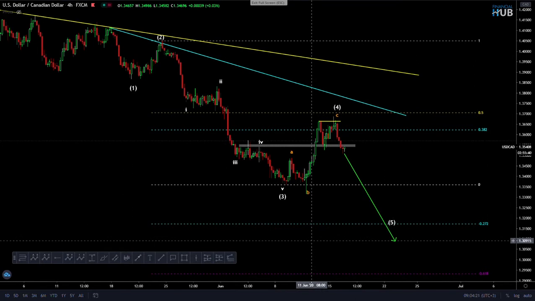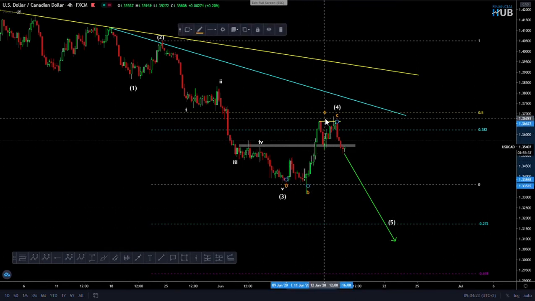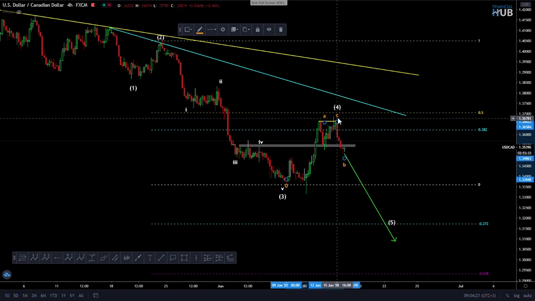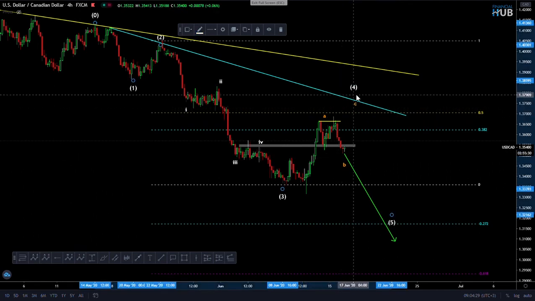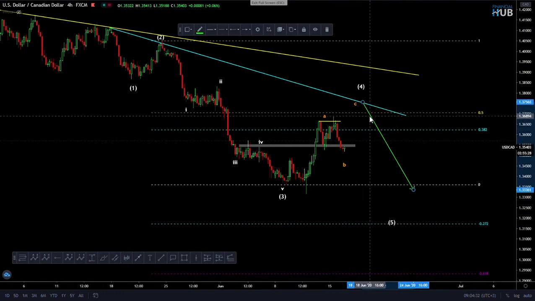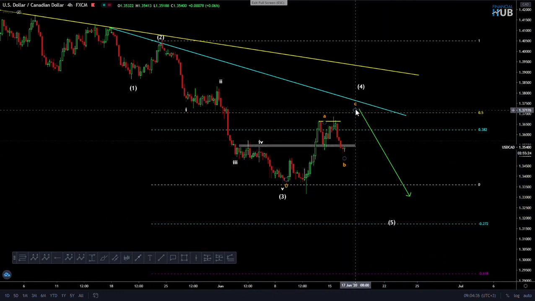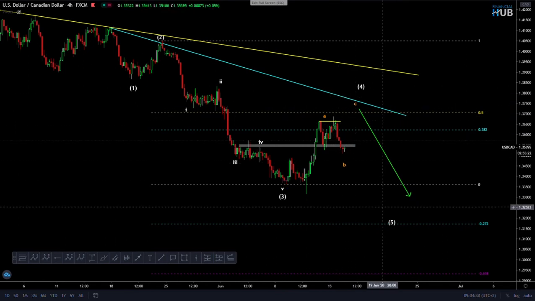So as well, this can also be another A. Maybe we're looking for a B around here, then we can get a C around there. So that's why I'm really cautious on this one. That's what I'm paying attention to. Market can shoot further up, get that C level, get more liquidity before we shoot further down.